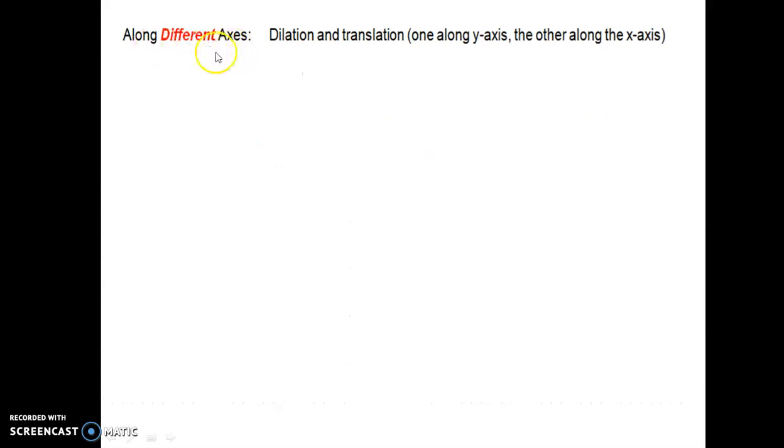Let's look at here. We have different axes now, and we're going to try dilation. Instead of reflection, we're going to try dilation. What happens if we dilate? So different axes. There's the original. We're going to dilate along the y-axis. So there's 10 stretching along the y. There's our result. Then we're going to apply an x translation.